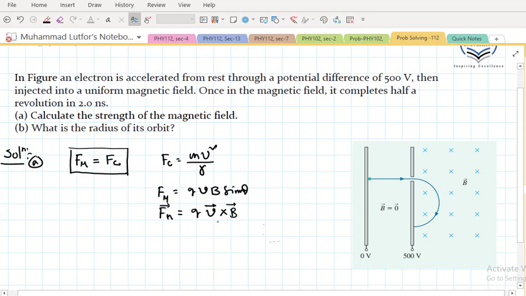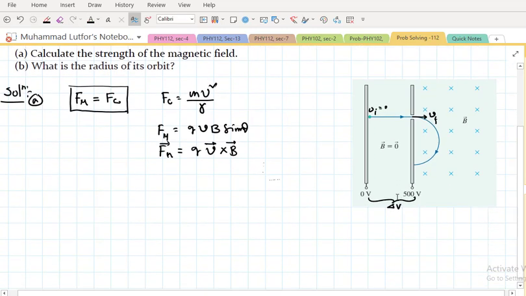Now that means I have to know the speed of the electron when it is injected into the magnetic field. So what would be the speed of that electron? I'm talking about the final speed, because it starts from rest, with zero initial velocity. After traveling through the potential difference, delta V of 500 volts, it has gained some energy, which is kinetic energy. We can find it using the energy conservation law.